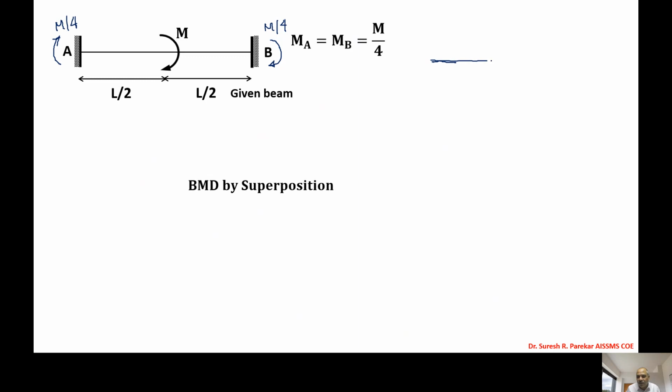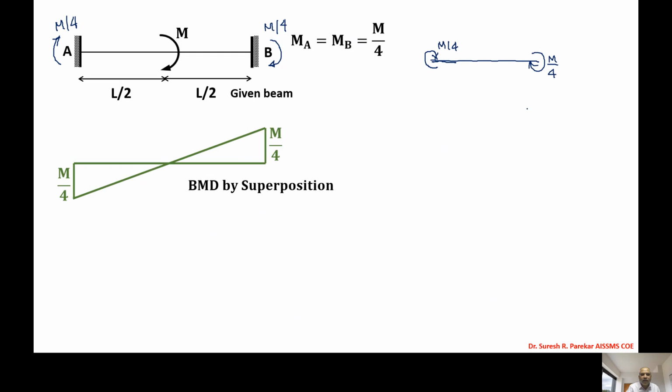Now first we will have fixed end moments. So we will have this fixed end moment, that is M by 4 clockwise, and this fixed end moment also we have M by 4 clockwise. Now both are going to take your beam below, and therefore we will have the diagram in this fashion. Again it should be triangular or trapezoidal, already we have seen. And then second we have the pre-BMD, and now you can see this.